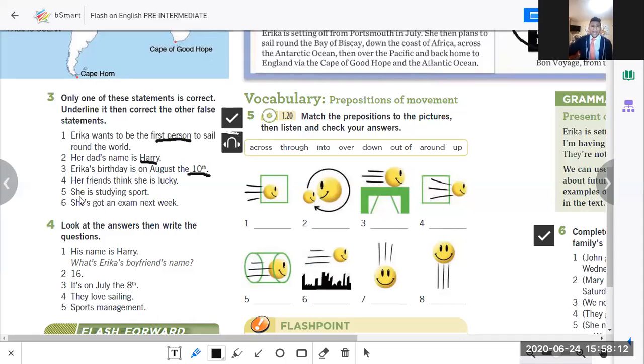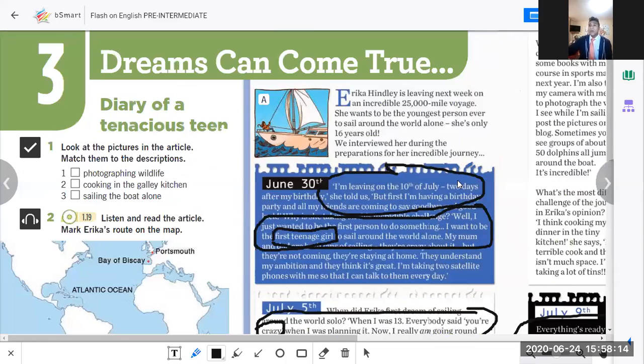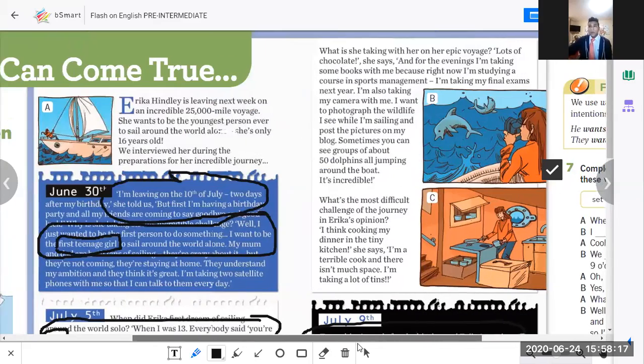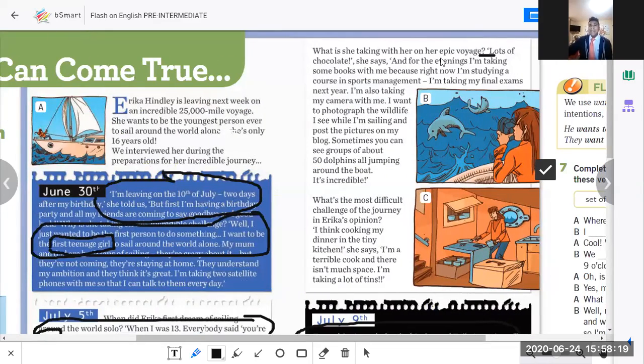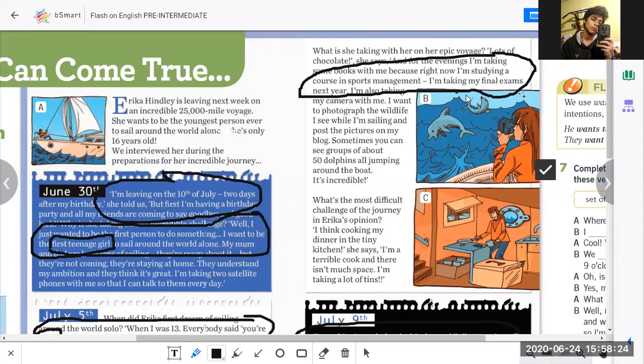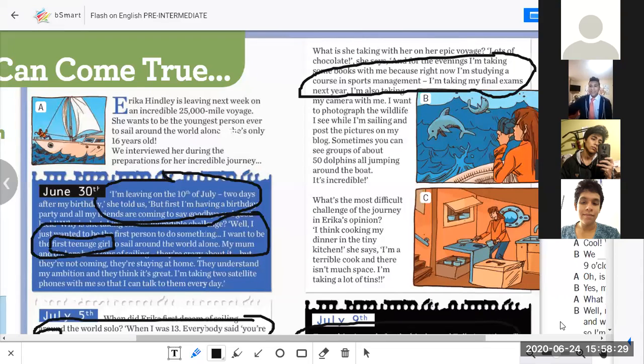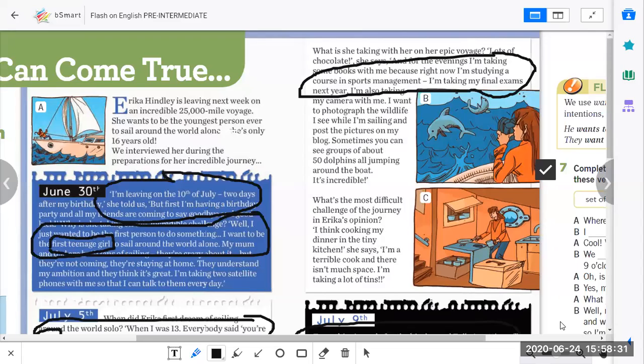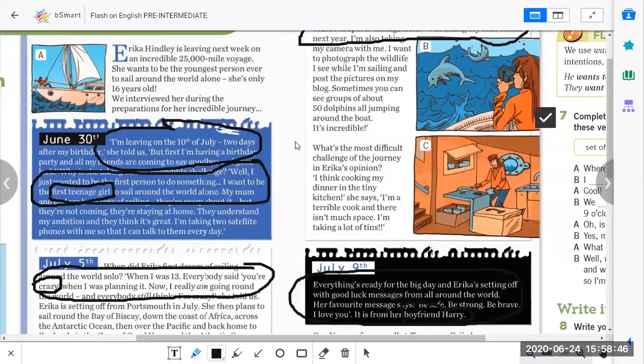Number five, she's studying a sport. Let's see. The answer is here. True or false? False. No. Es que te copias, William, ¿eh? Me copio de ti, sin vergüenza. Could be true or could be false, okay? Because they say, look, I'm studying a course in sports management. Sports management is very similar to a sport.